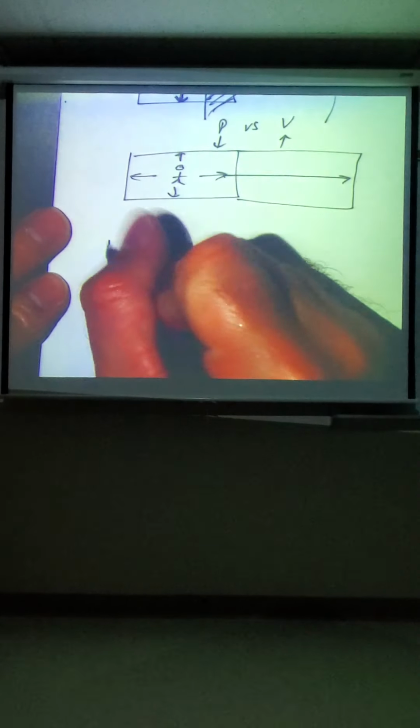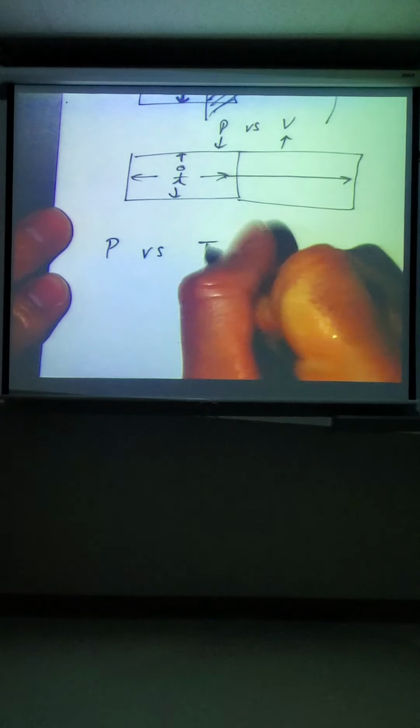So let's try another one. Kids in the playground analogy works pretty well. Let's think about pressure versus temperature.